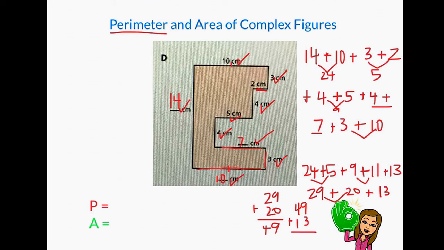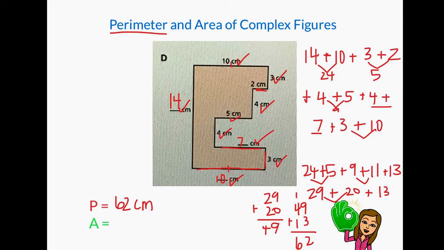9 plus 3 is 12. Carry the 1, 4, 5, 6. So this one is 62 centimeters in perimeter. Again, it took us a long time because we had to solve for those missing pieces and then add all of our sides together.